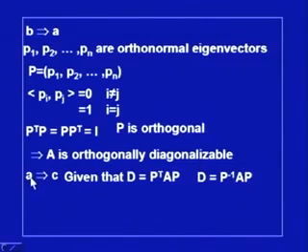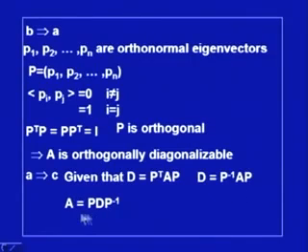Then the next part of the theorem is that A implies C. That means, given D is equal to P transpose AP for a given matrix A, it is orthogonally diagonalizable, meaning there exists a P matrix such that P transpose AP is equal to D, and since it is orthogonally diagonalizable, P transpose is nothing but P inverse. So D is equal to P inverse AP.